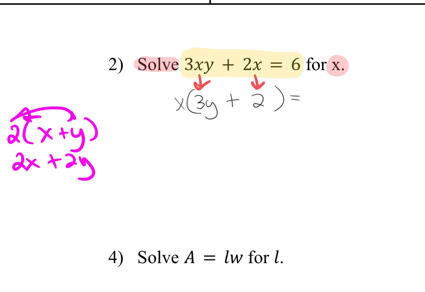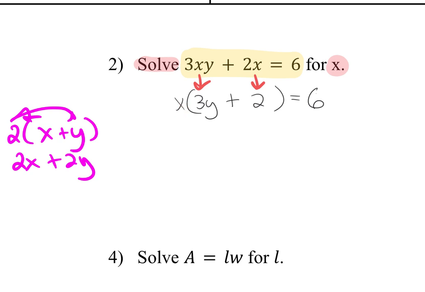And I could double check and make sure I didn't mess up by distributing this x to 3y, yes, I get 3xy. If I distribute this x to 2, yes, I get 2x. So it's a quick check just to make sure I didn't change any values. And it still equals 6. I didn't do anything there, okay?